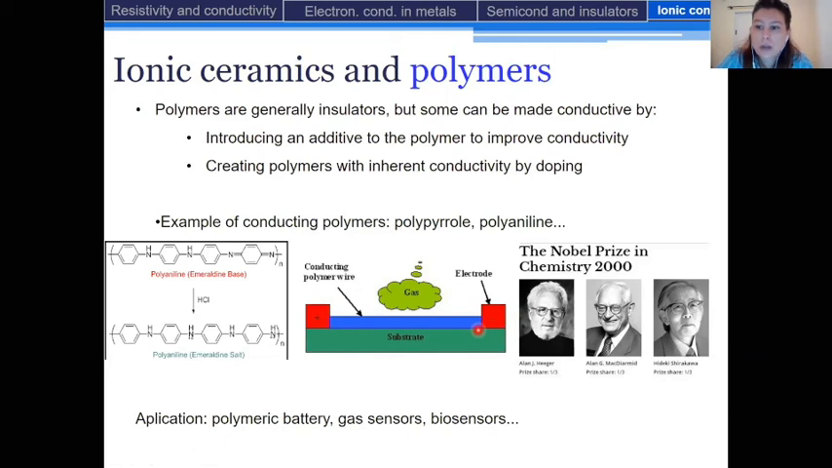In 2000, the Nobel Prize in Chemistry was given to 3 researchers for the discovery and the development of conducting polymers.